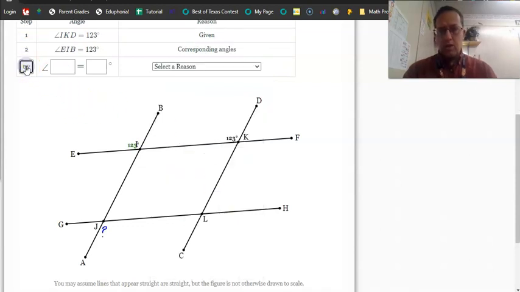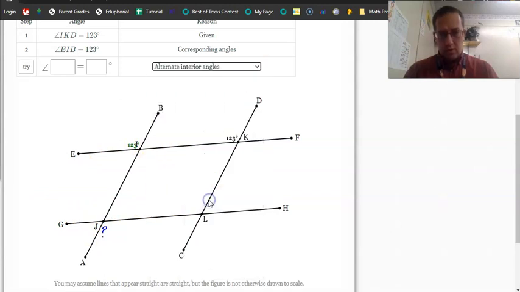And let's try it, see what it says. Yeah, I like that. So I know that one is 123 degrees. And what is the relationship between EIB and AJL? Well, those two are not corresponding. Always check that first. Corresponding will be over here. Not corresponding. They are on alternate sides of the transversal, and they are outside the parallel lines. That means they are alternate interior angles.